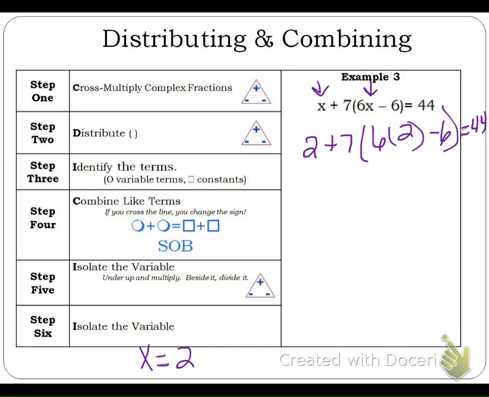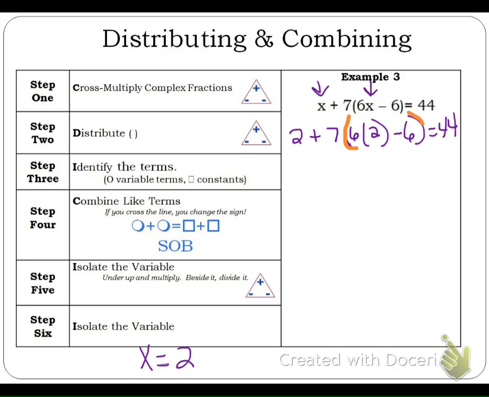That's getting really sloppy. Let me rewrite that for you. That's a little bit better to see. Alright, I have this set of parentheses here. Now I see another set of parentheses right here, but I only see one number inside of it. So remember that that means to multiply. It doesn't mean do what's inside of me first.